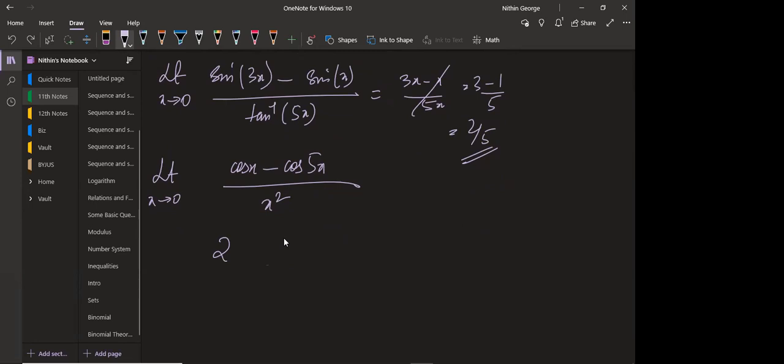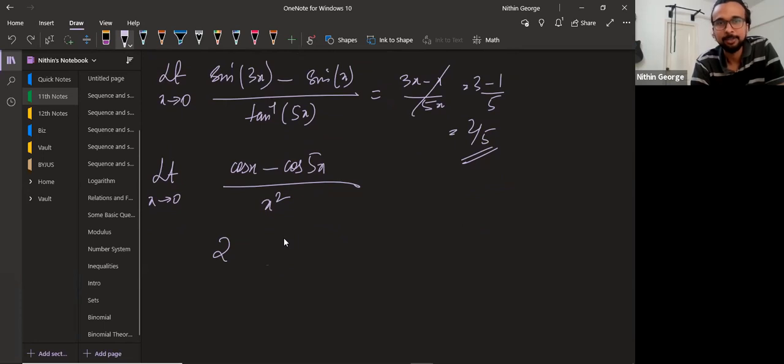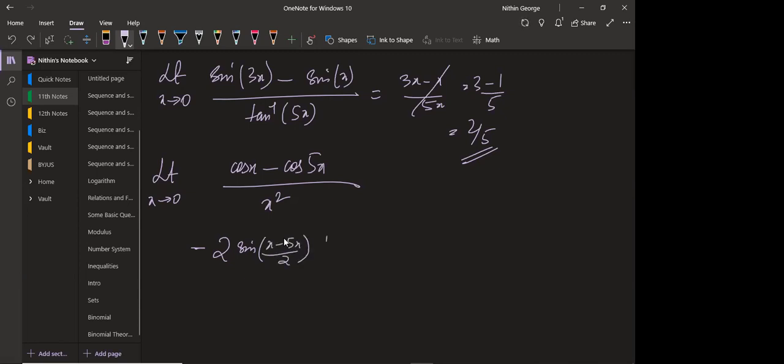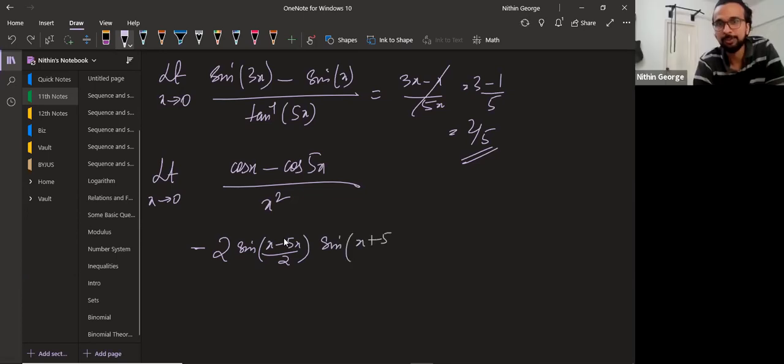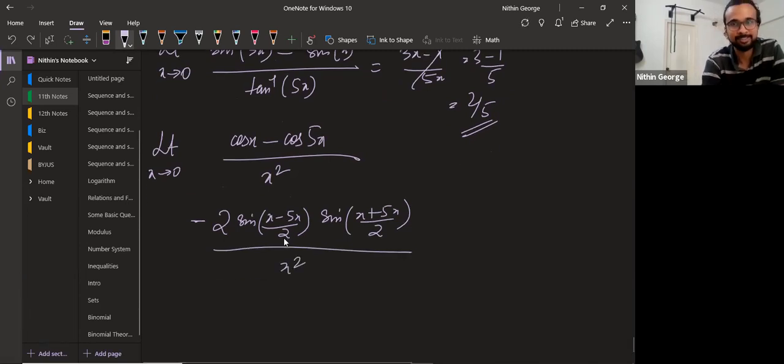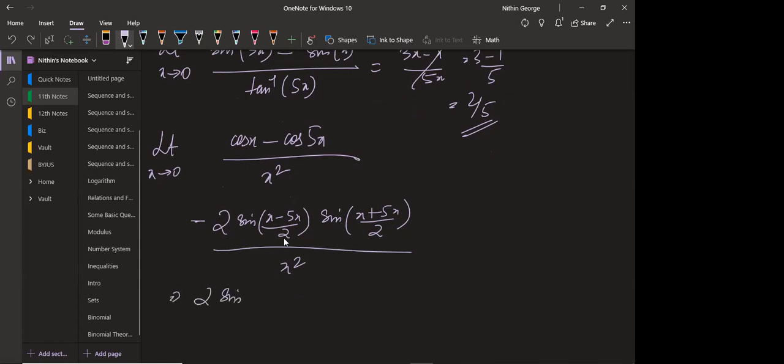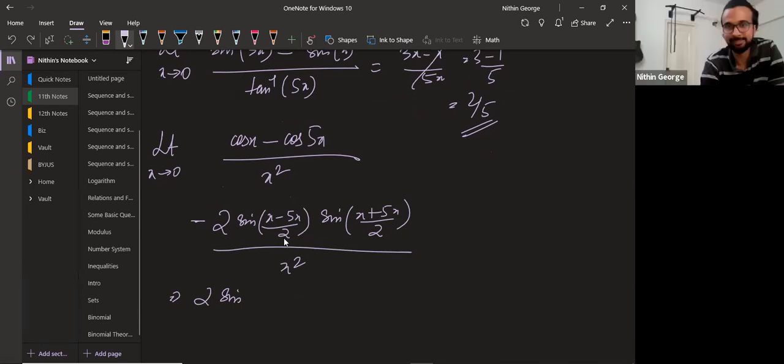Okay. So can you hear me now? Yes, I can. So cos c minus cos d is minus 2 sine c plus d by 2, sine c minus d by 2. Which is x plus 5x by 2, and x minus 5x by 2. So that's where the minus sign went wrong. Are you getting this? All right. So you got 2 into sine x minus 5x by 2, which is minus 2x. So I write that as 2x, because that minus comes out and cancels with the minus sign outside.